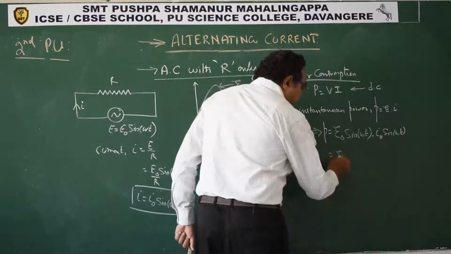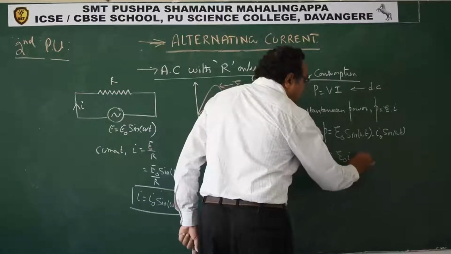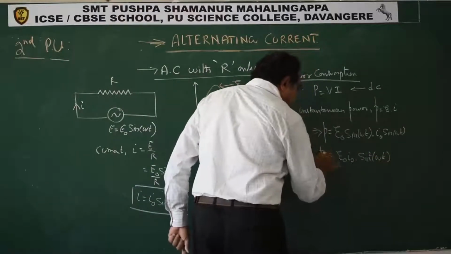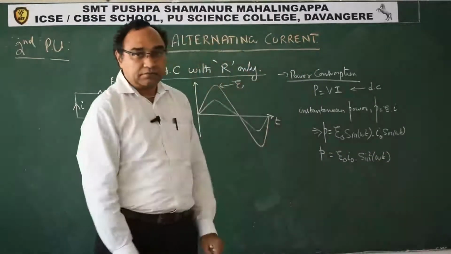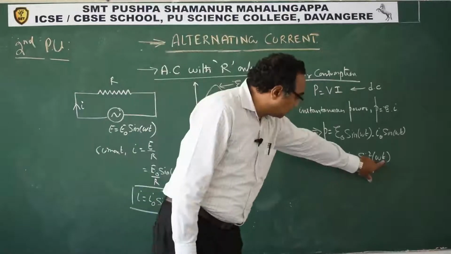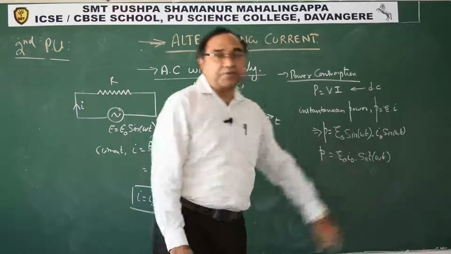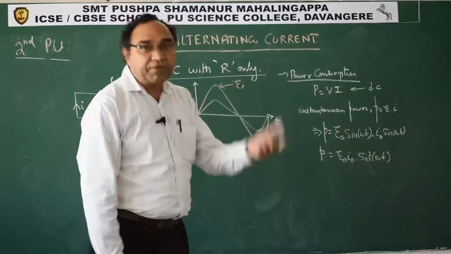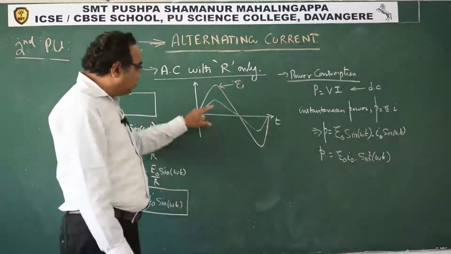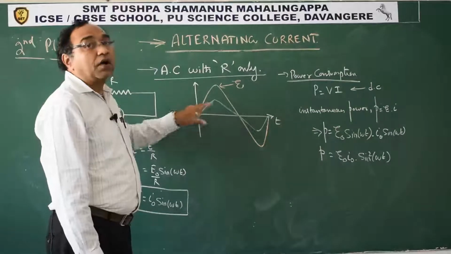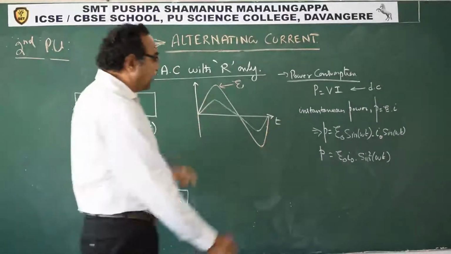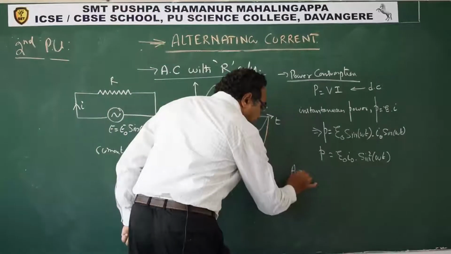This gives us E naught I naught sine square omega t. This is your instantaneous power. See, it is a function of time, so it is instantaneous power. From this we have to find the average power, because in a fluctuating source we find either the RMS or the average. Let us try to find average power.